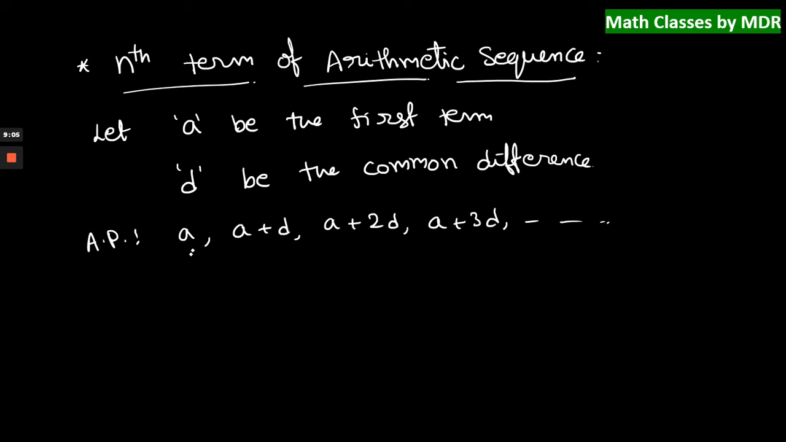So now you can see here, this A is known as the first term, A plus D is known as the second term, A plus 2D is the third term. Let me write it as A1, A2, A3, A4, and so on. Now let me write in other words. A1 is nothing but A, the second term of the sequence is A plus D, the third term is A plus 2D, the fourth term is A plus 3D.